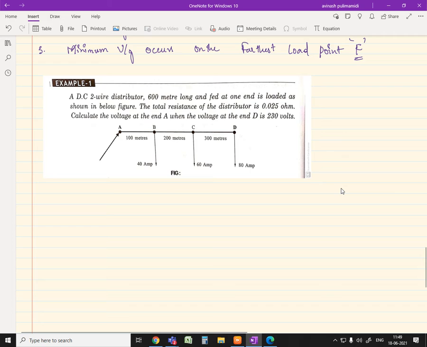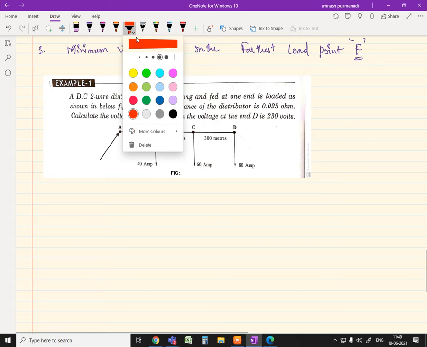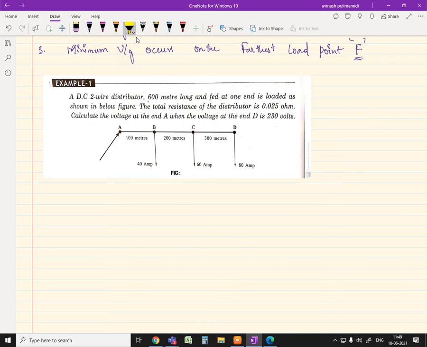Okay, the question was given like this: a DC two-wire distributor having a length of 600 meters, fed at one end, is loaded as shown below. This is one end, feeding from one end. The total resistance is 0.025 ohm.